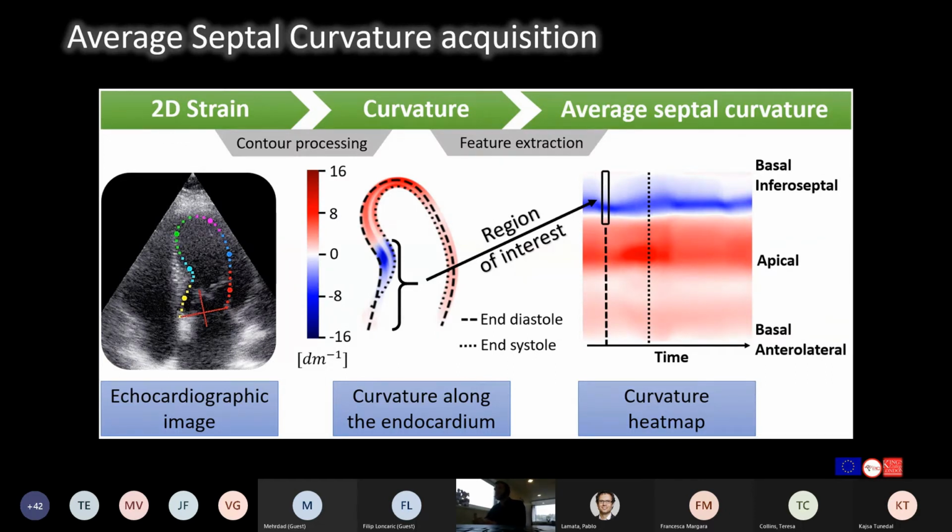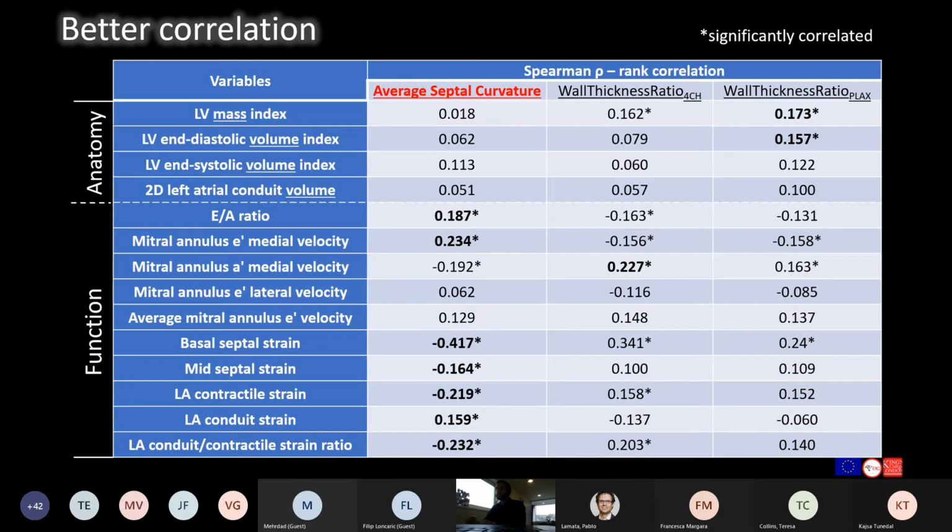And then we compared this index to the already existing markers of the BSH based on a cohort of 160 hypertensive patients and also 60 healthy controls. And the wall thickness was actually measured in both the four-chamber view and the parasternal long axis view for our comparison. And we found that our marker is actually not correlated to any traditional anatomical markers, such as mass and volume of the left ventricle and volume of the left atrium as well.